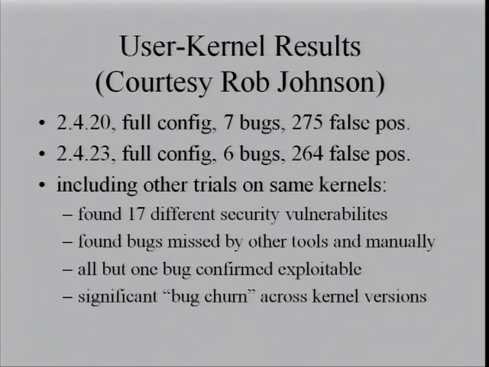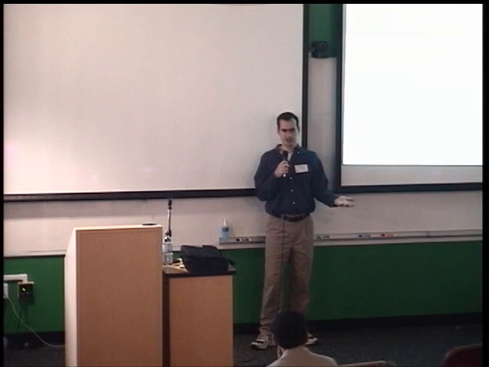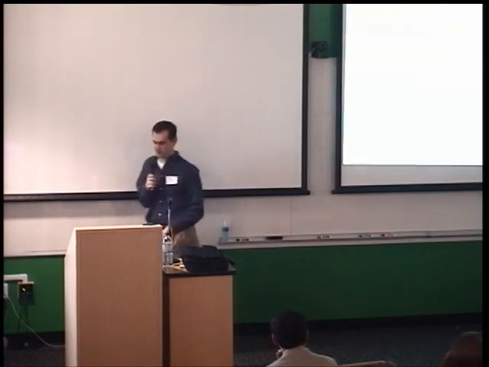Some additional, I guess it was different properties, because that says 17 different security vulnerabilities. This technique found bugs that were missed by manual inspection and other automatic tools. Most of them were exploitable. One sort of interesting side note is that there seemed to be this notion of bug churn, that in fact bugs were being introduced at almost the same rate they were being fixed, which is sort of a funny cultural thing, I guess.